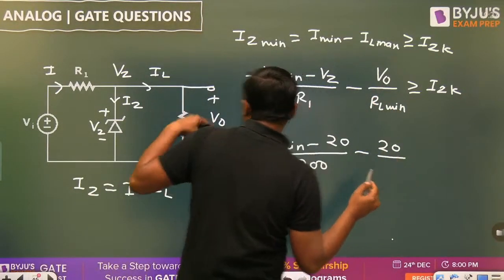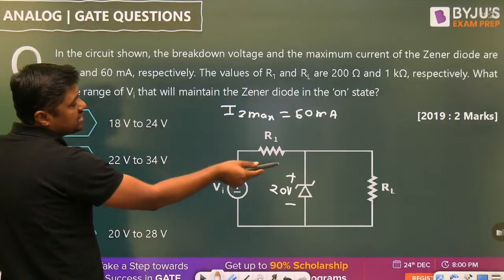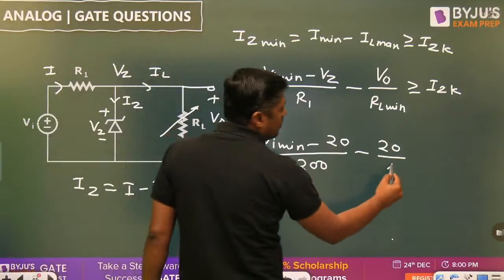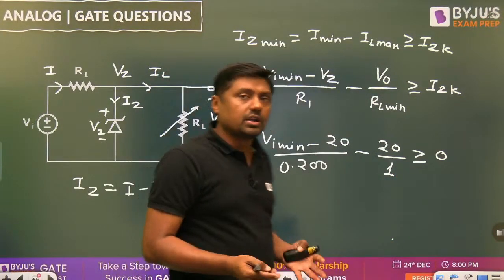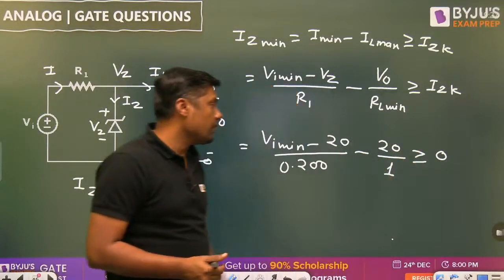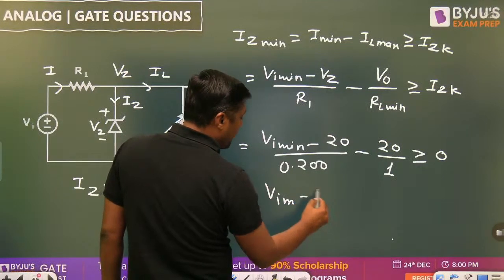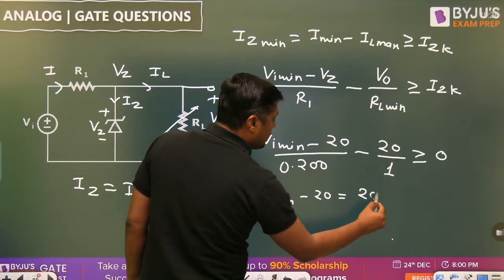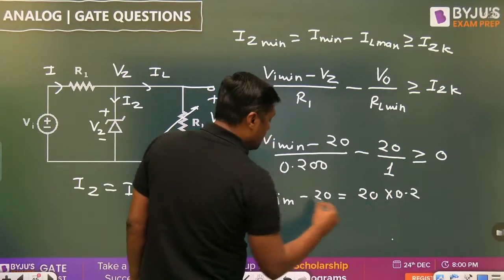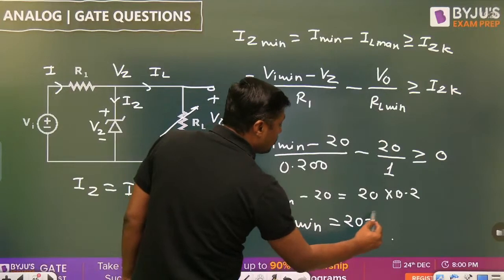RL is not variable. If it is variable, then you have to choose the minimum value. But the RL is fixed at 1 kilo ohm. It should be greater than or equal to 0. IZK is not given as a minimum current, so you can take it as 0. What is the answer? Vi minimum minus 20 is equal to 20 into 0.2, and Vi minimum is equal to 20 plus 4, that is 24 volt.